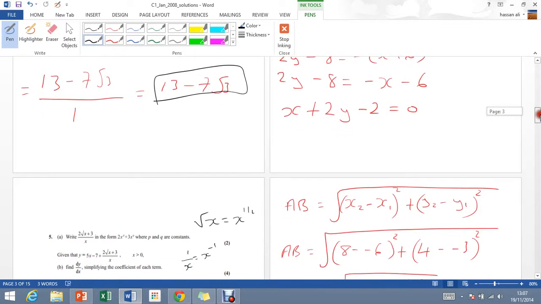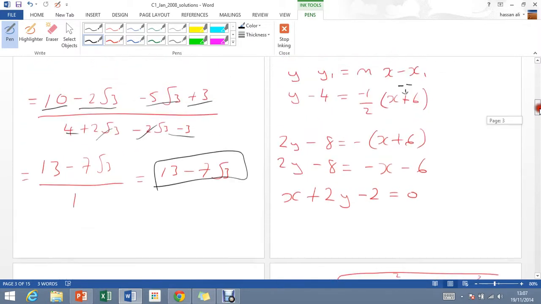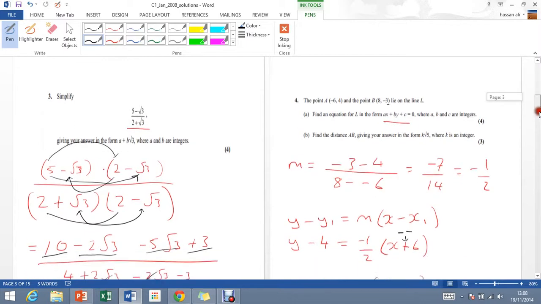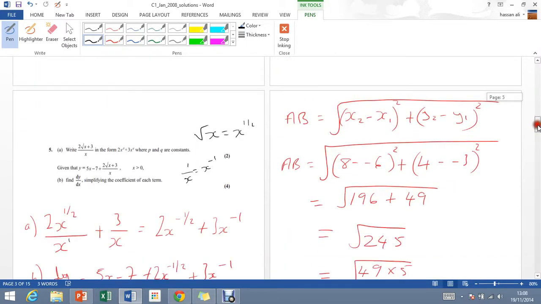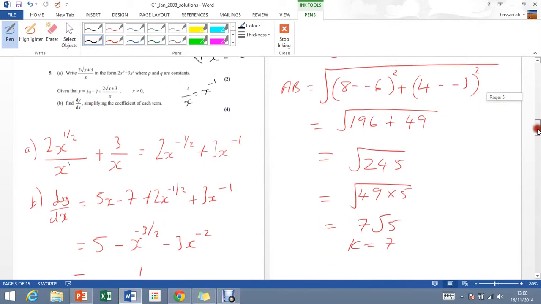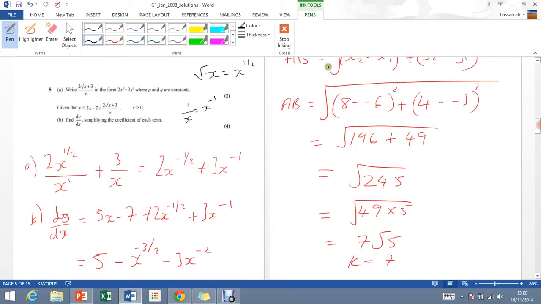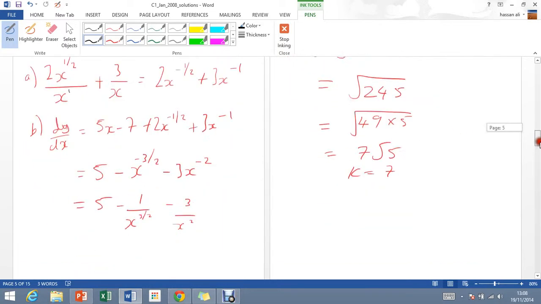So you just put your values in. So 8 minus minus 6 squared, plus 4 minus minus 3 squared, and these points I've got from here, which are given to you. It's a matter of substituting in, so then you get 196 plus 49, which will give you 245. Now the way to simplify this is find two numbers that multiply to give you 245, but one of the numbers has to be a square number. So root 49 gives you 7, and then root 5 you can't simplify, so your final answer is 7 root 5. Okay, so memorize this formula, it will really help you to work out the distance of a line.